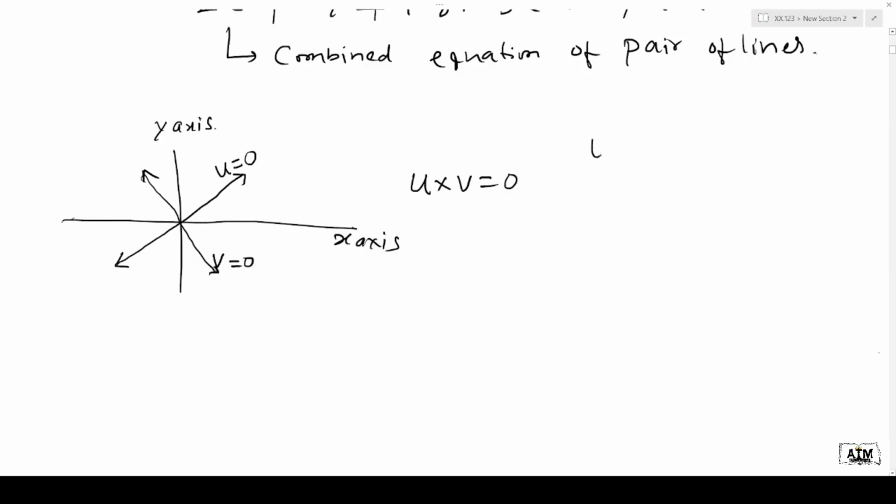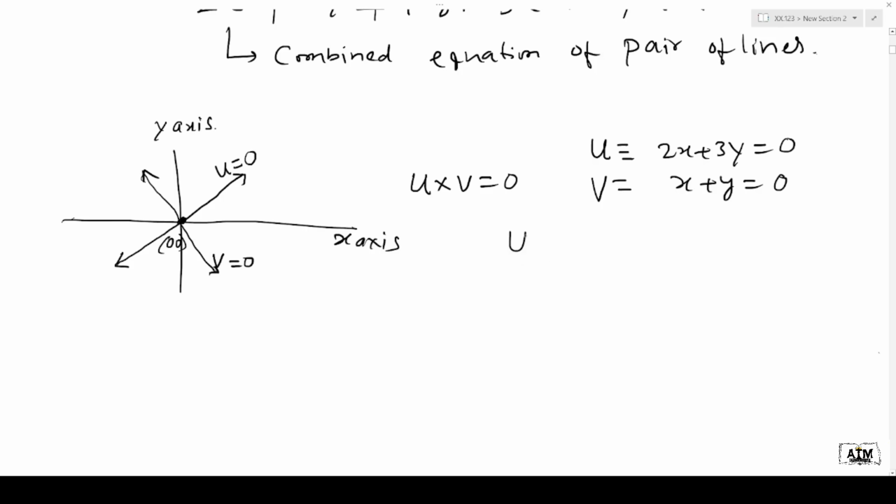For example, u is 2x plus 3y equals 0. Any line passing through the origin, this is the origin where the x-axis and y-axis intersect. If a line is passing through the origin, then it does not contain a constant term. It has only x and y terms. Numbers are not present if a line is passing through the origin. So u equals 0, 2x plus 3y. There is no constant term available. Similarly v, for example, x plus y equals 0.